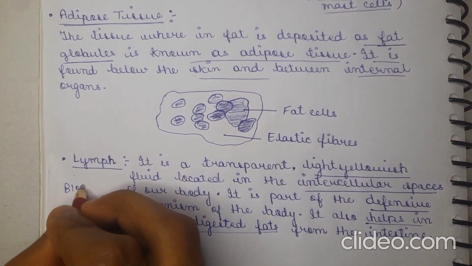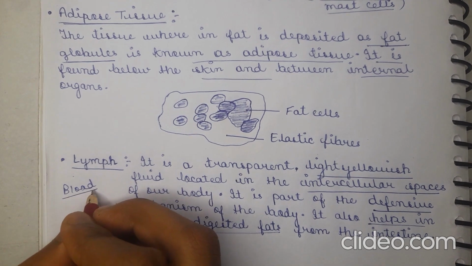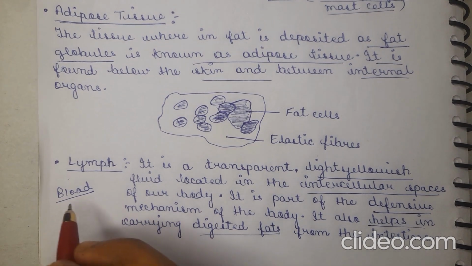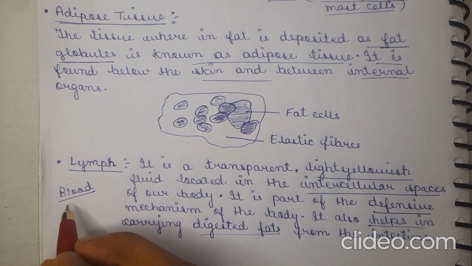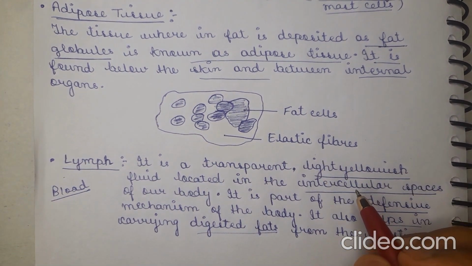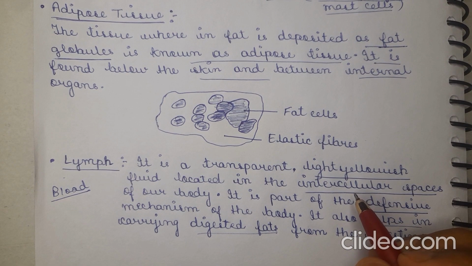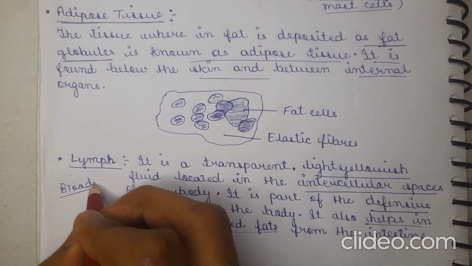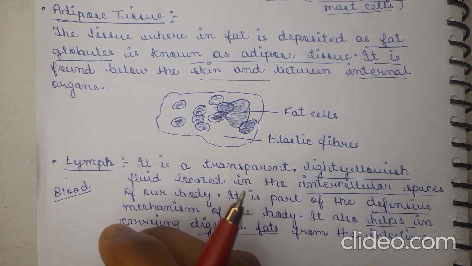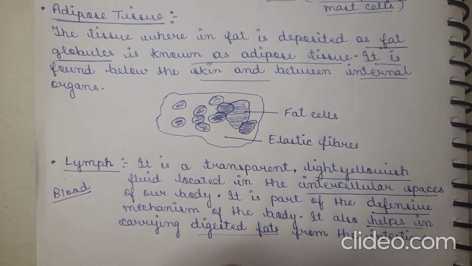We have already seen the components of blood. There are two. The first one is plasma and the second one is blood corpuscles. So lymph is similar to blood plasma in composition, except that it does not contain RBCs and has very little protein. We already know that in the blood corpuscles there are RBCs, WBCs and blood platelets. But in lymph there are no RBCs and it has a very little amount of proteins.